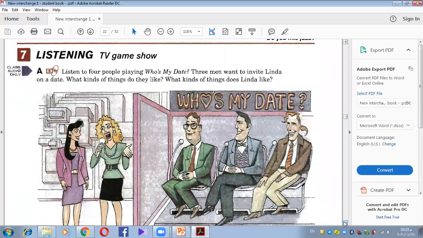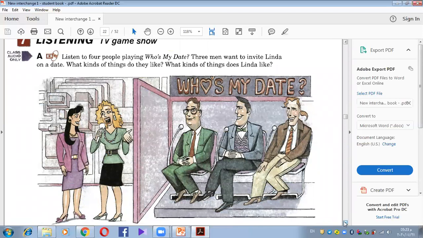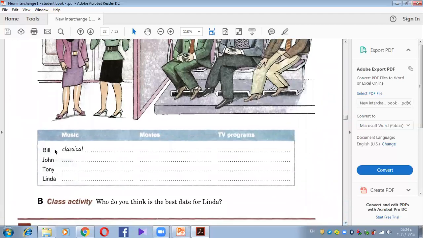Now, TV game show. Listen to 4 people playing Who's My Date. 3 men want to invite Linda on a date. All of them want to invite Linda on a date. What kinds of things do they like? What kinds of things does Linda like? We are going to listen and you are going to try to complete this. Bill, John, Tony, and Linda. The music, the movies, the TV programs. We are going to try to listen and complete this table. It's homework as well, so listen carefully, please.